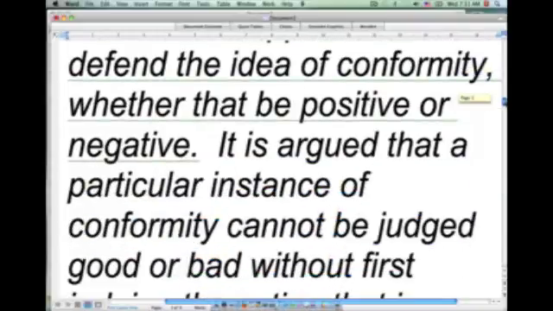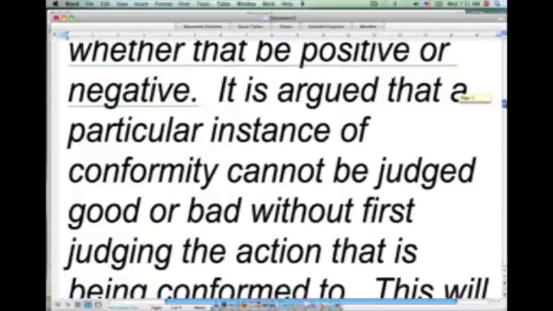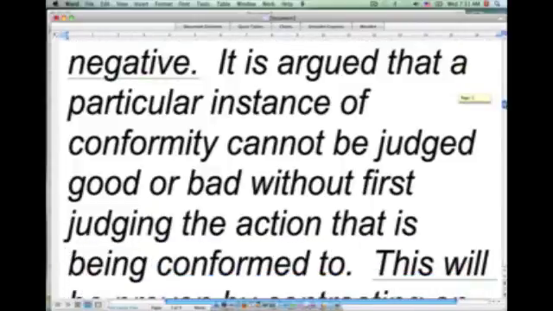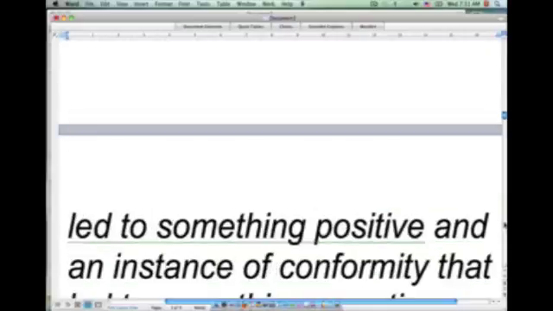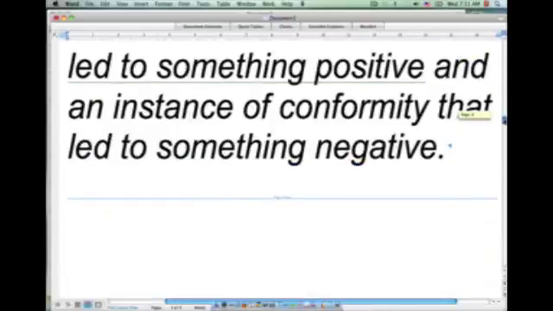It is argued that a particular instance of conformity cannot be judged good or bad without first judging the action that is being conformed to. This will be proven by contrasting an instance of conformity that led to something positive and an instance of conformity that led to something negative.